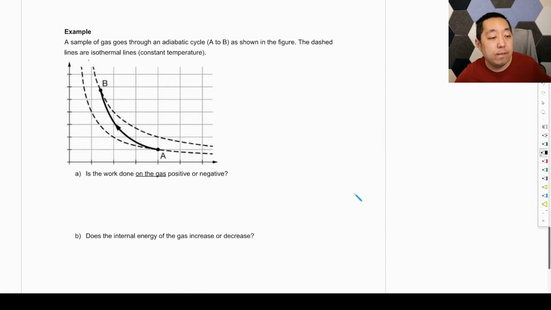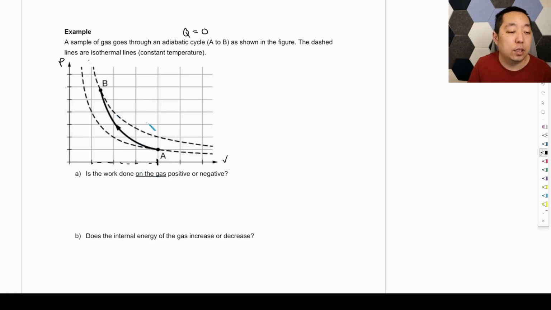Okay. Let's look at this example. A sample of gas goes through an adiabatic cycle. Adiabatic means Q equals 0. As shown in the figure, the dashed lines are isothermal lines. Is work done on the gas positive or negative? So we're doing work on the gas. We're squeezing the gas because the volume is decreasing, right? This is a pressure-volume graph. The volume is decreasing, so we're squeezing the gas. So the pressure increases. So we're doing positive work on the gas. Positive.